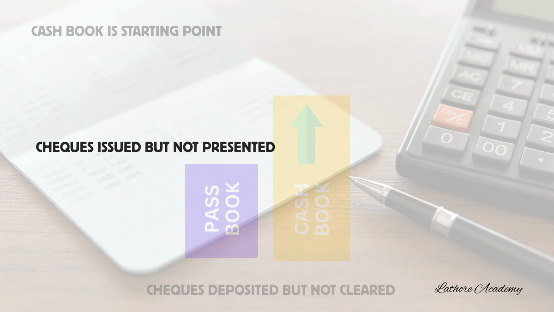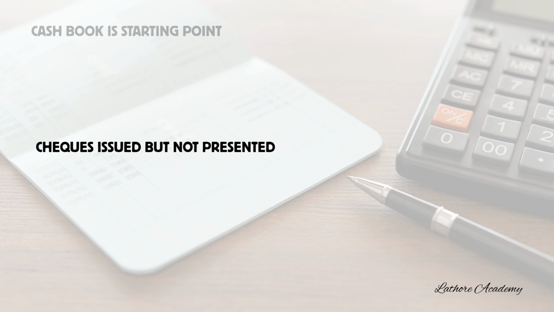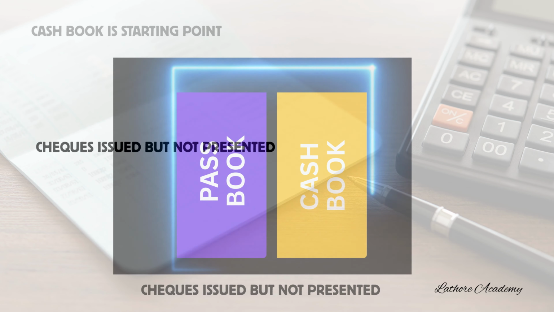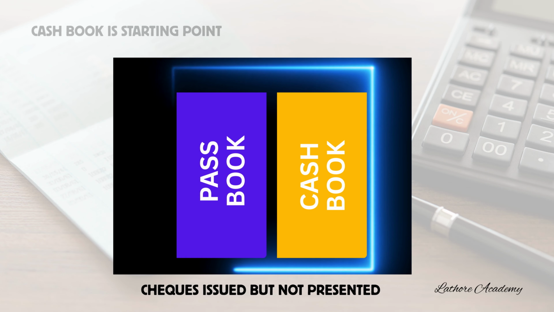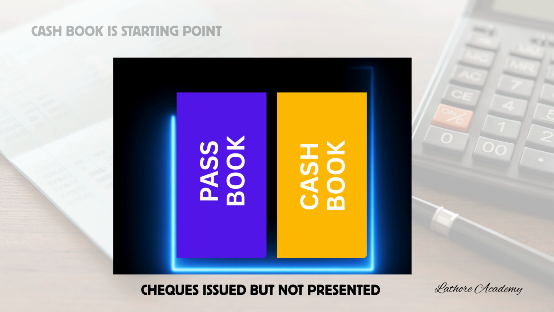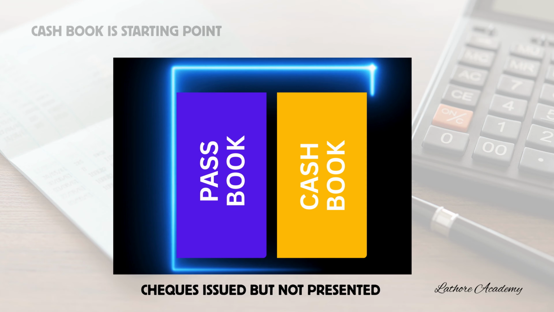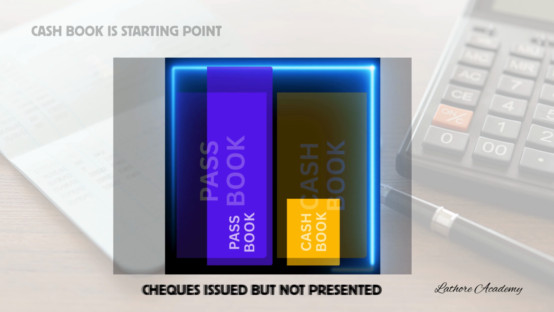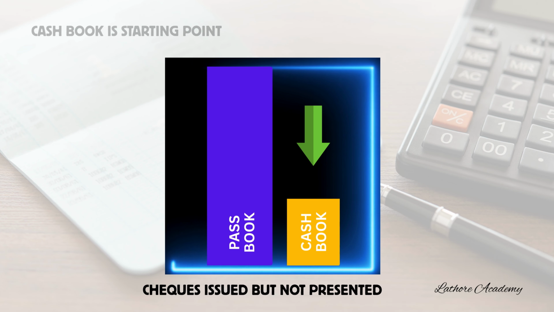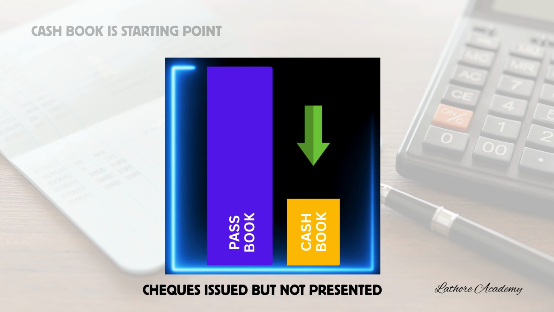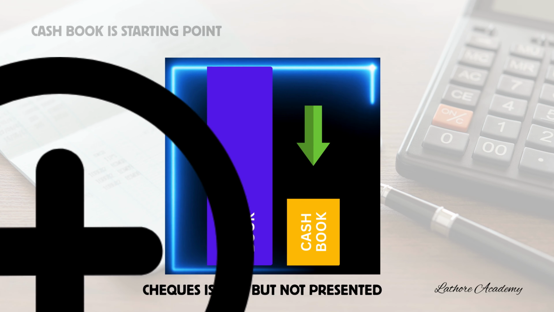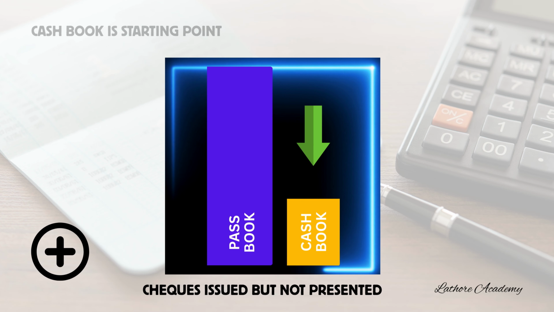Transaction number 2, checks issued but not presented. You have written and recorded a check in your cash book, isn't it? So reducing your cash book balance first. But if the recipient hasn't cashed it yet, the bank balance remains higher. We have to add this back because the bank hasn't yet reduced your balance.